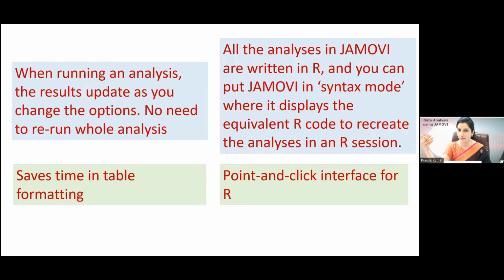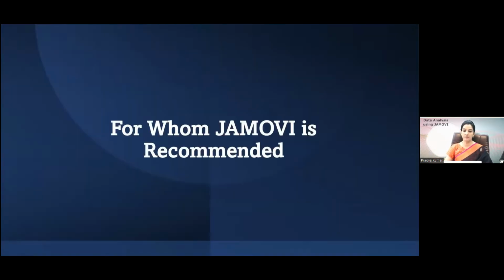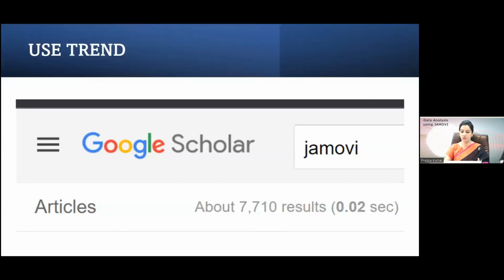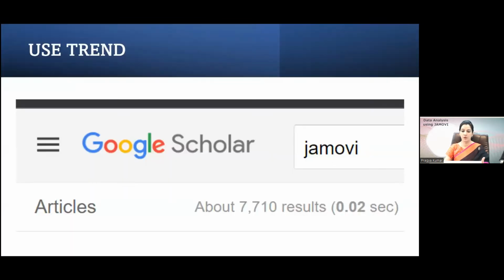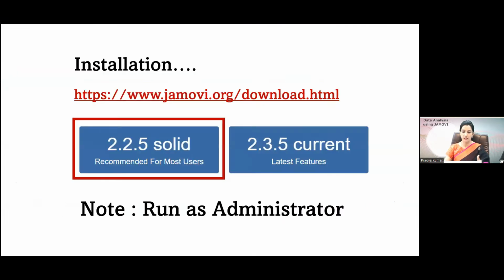So this Jamovi is a breakthrough in the sense that it is free of cost. Anyone can use it. And if you see the citations since 2018, many people have started using Jamovi. So Jamovi is recommended for all those researchers who want to do data analysis with less effort and with a good output. And if you see Google Scholar, there were 7,710 articles using Jamovi. We checked this, I think, a month before, so right now the number must have increased.